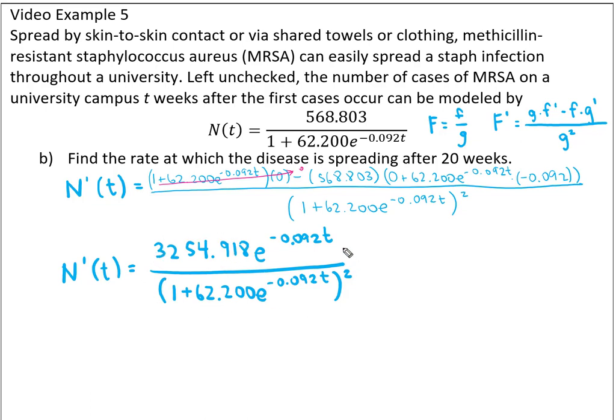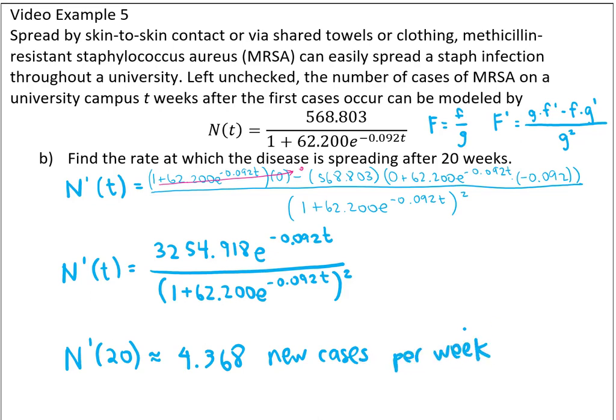I put this into my y equals on my calculator, and then I use the table function to find N prime of 20. It gave me approximately 4.368. What does this number represent? Remember that it represents how many number of cases per week. And so that's going to be 4.368 new cases per week. That's the rate of change around 20 weeks.